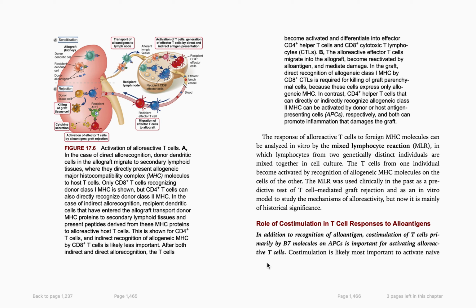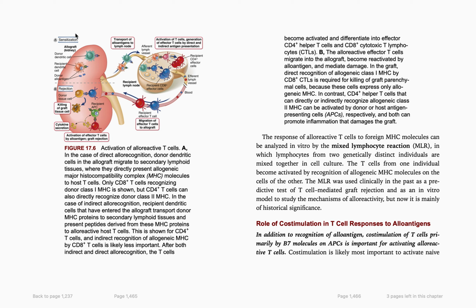In the graft, direct recognition of allogeneic class 1 MHC by CD8 CTLs is required for killing of graft parenchymal cells because these cells express only allogeneic MHC. In contrast, CD4 helper T cells that can directly or indirectly recognize allogeneic class 2 MHC can be activated by donor or host antigen-presenting cells, respectively, and both can promote inflammation that damages the graft.